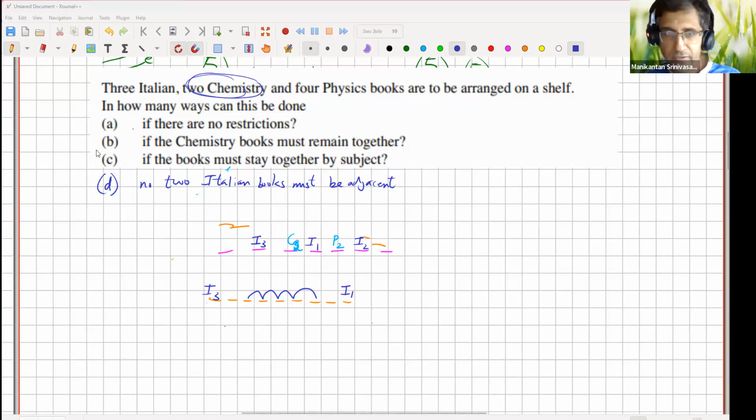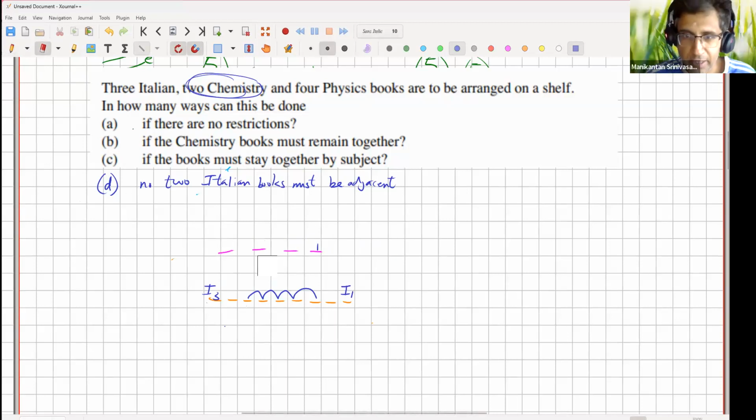Okay. All right. So Keshav, you agree that will also be convoluted. Do you agree? Yeah. Okay. All right. Let's discuss. So actually, it's very simple if you think about it. We don't want any 2 Italian books to be next to each other.